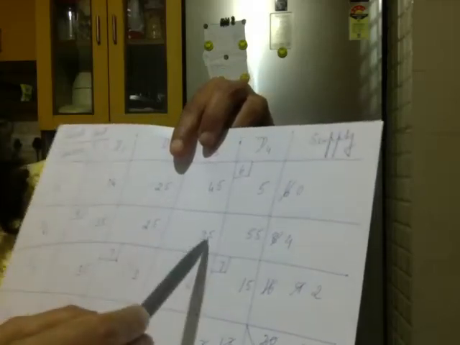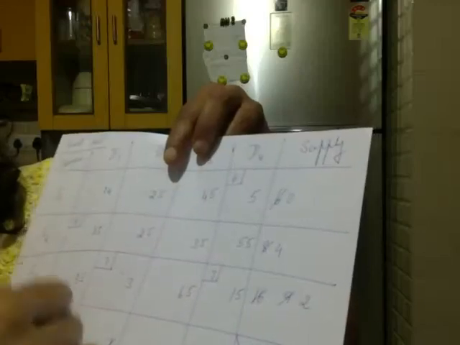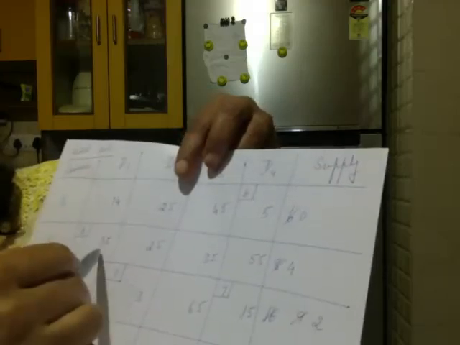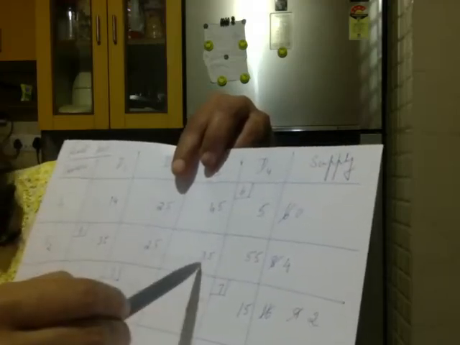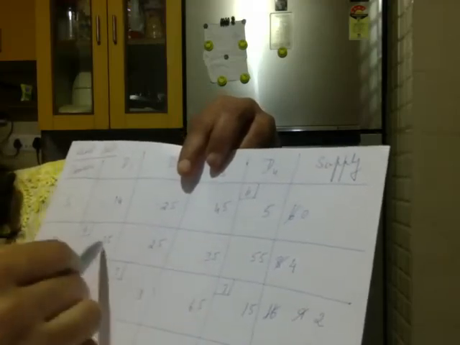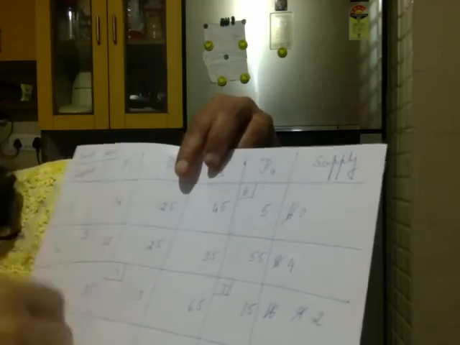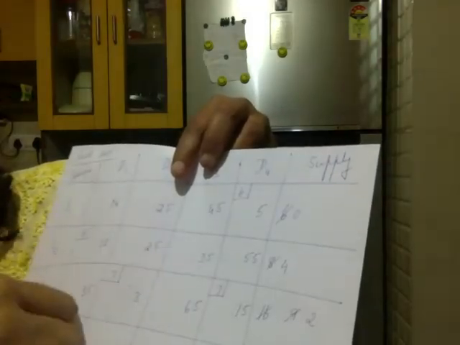There are two 35s. We'll take the first one, D1 first. So both are 35, no? Whether we give here from S2 to D1 or S2 to D3, it's the same thing. So we'll give here. We got 4 and D1 requirement is 0, D2 requirement is 0.